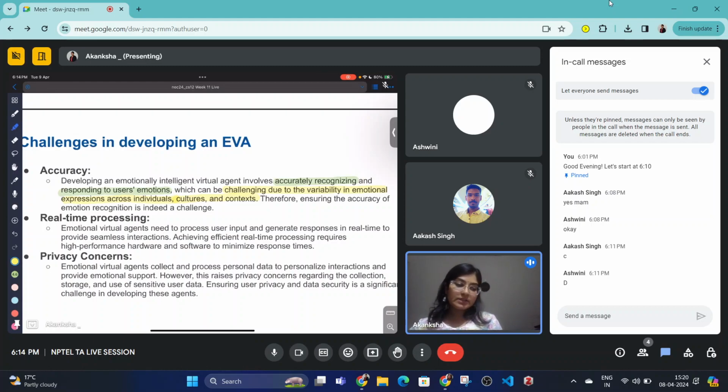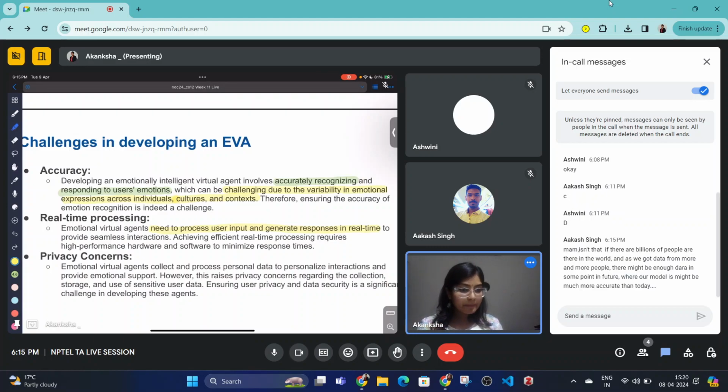Second is real time processing. Emotional virtual agents need to process user input and generate responses in real time. Suppose you are interacting with Alexa or Siri. Now if you talk to them and they reply after 1 minute, that is not a conversation, it's just question answering, because it's taking so much time. In order to have conversations and to interact, we don't want delay, we want to have this conversation going on.